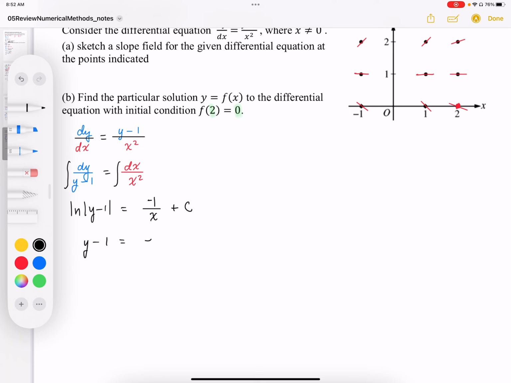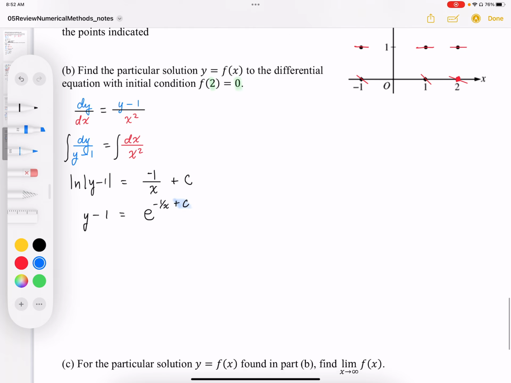And we end up with e to the negative 1 over x plus c. Okay, and that plus c is going to become a coefficient, so I'm actually going to put that in the coefficient part of it. So y minus 1 is equal to, I'm going to rewrite this as e to the c, and then times e to the 1 over x.